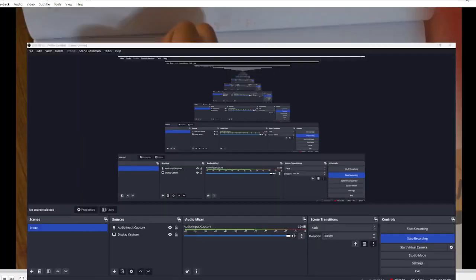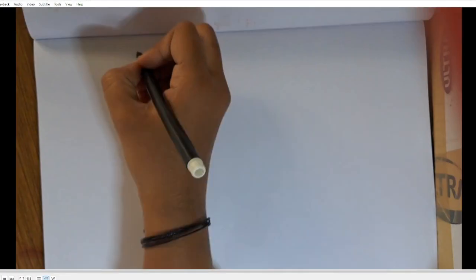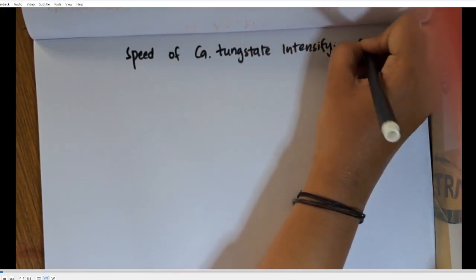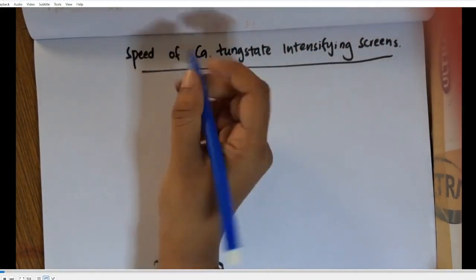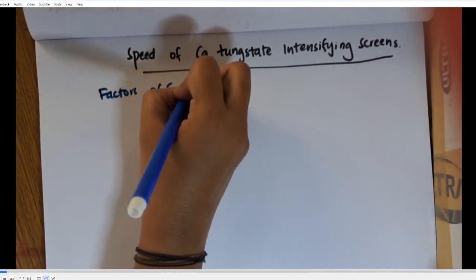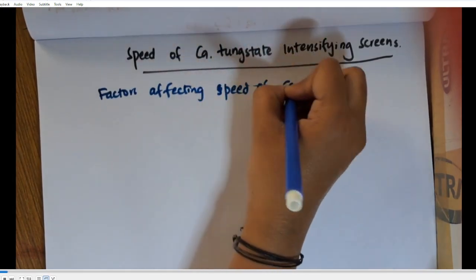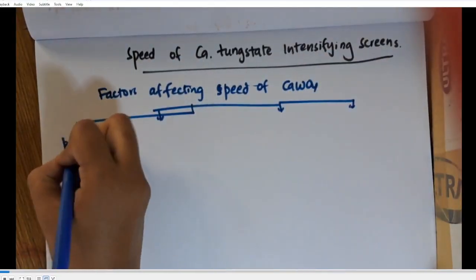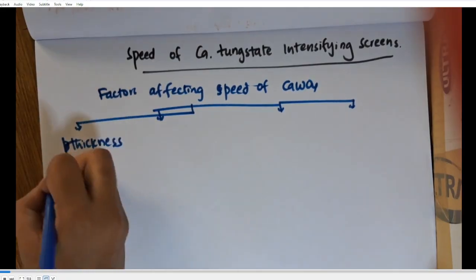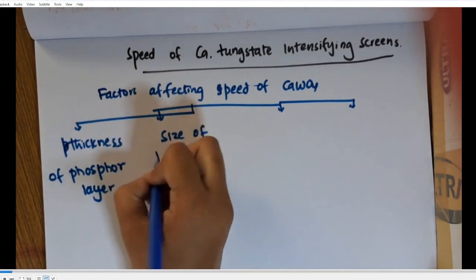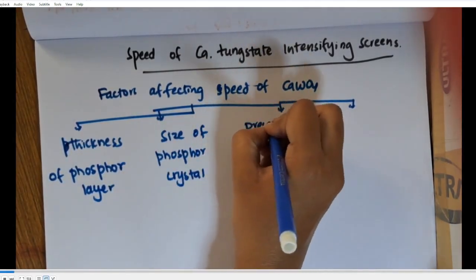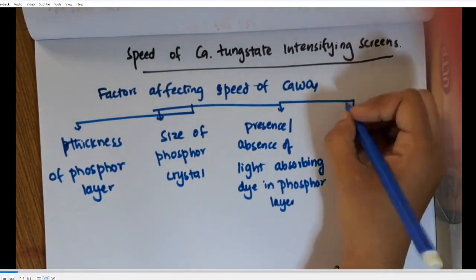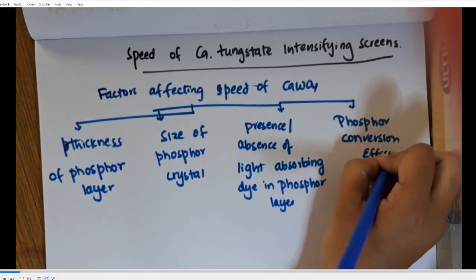Hello friends, let us now learn some important points about the speed of calcium tungstate intensifying screens. There are several factors which determine how slow or fast a calcium tungstate intensifying screen could be. These factors include the thickness of the phosphor layer, size of the phosphor crystal, presence or absence of light absorbing dye in the phosphor layer, and phosphor conversion efficiency.